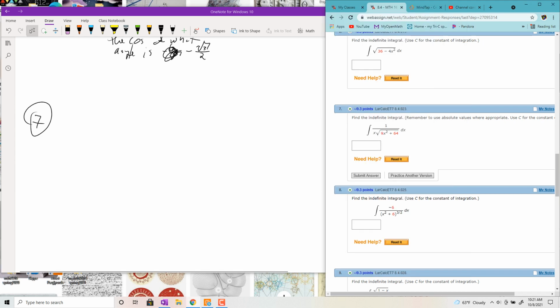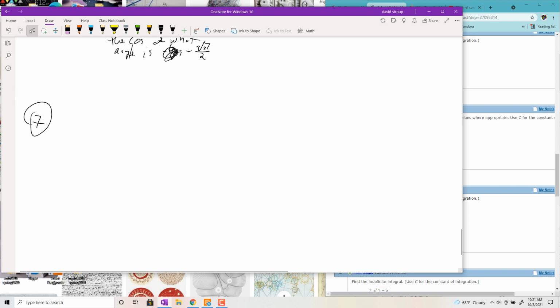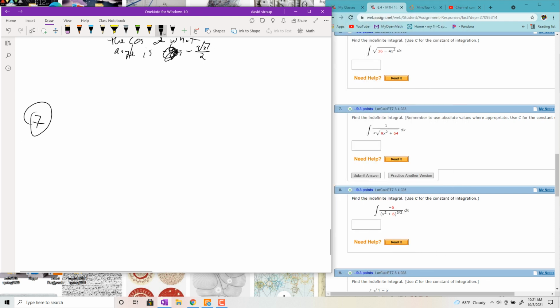Let's see how that goes. Let me move my board over a little bit. Okay, so number 7, we have 1 all over x times the square root of 9x squared plus 64 dx.